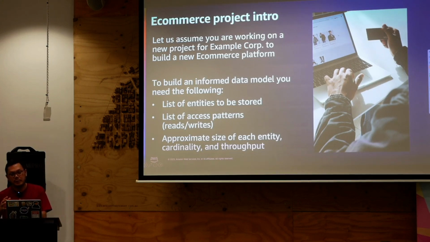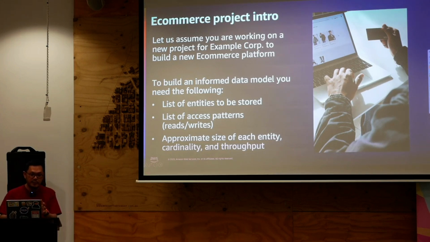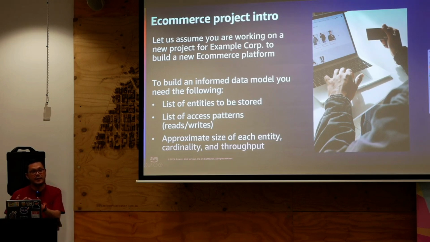Typically, this will be driven by your API itself, right? If you do your development using an API first, this is going to drive all of the access patterns to your data store. And then at the end, you want to look at all of the entities and do an approximation in terms of the size of the entity, the cardinality, how unique they are, and the throughput, how often this particular entity is being accessed.